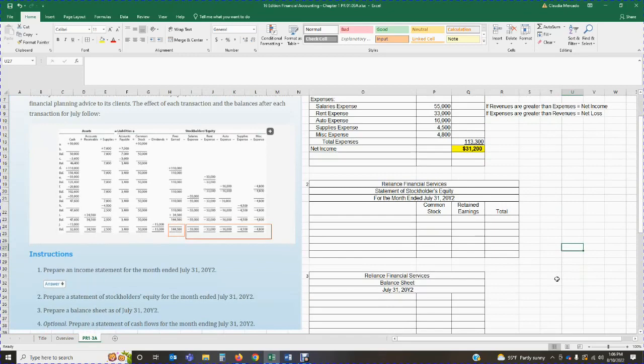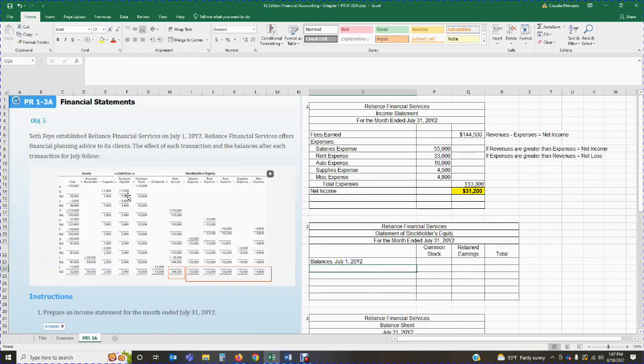Now we're going to move on to the statement of stockholders' equity. Okay. Now for the statement of stockholders' equity, we've got our common stock section, our retained earnings section, and our total. Okay. So we're always going to begin with our beginning balances. Our beginning balances as of July 20, Y2.